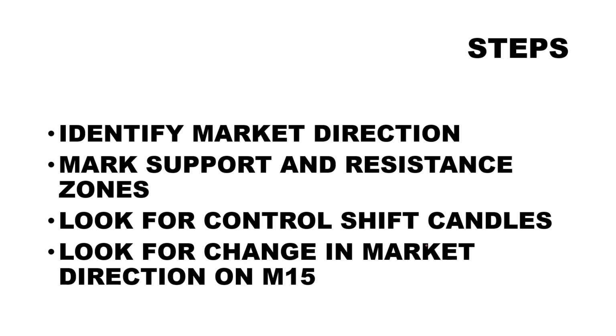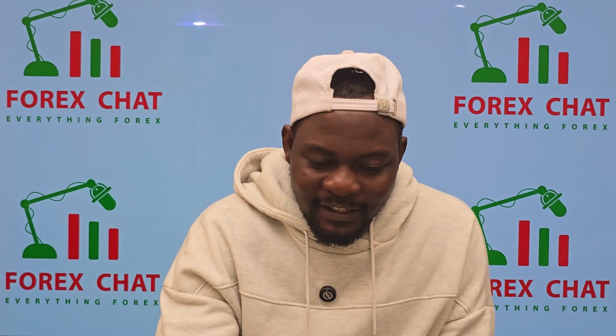So the steps are here. Identify market direction. First, mark your support and resistance zone. When price approaches your support and resistance zones, look for control shift candles. You are still on high time frame here. And when you see control shift candles, you move to M15 and look for a change in market direction on M15. I hope that is not too confusing.